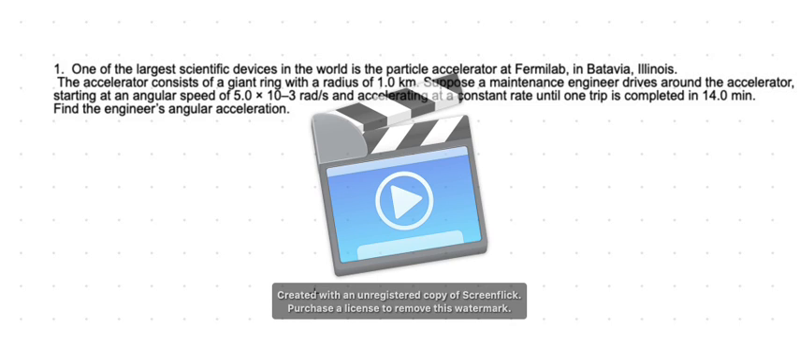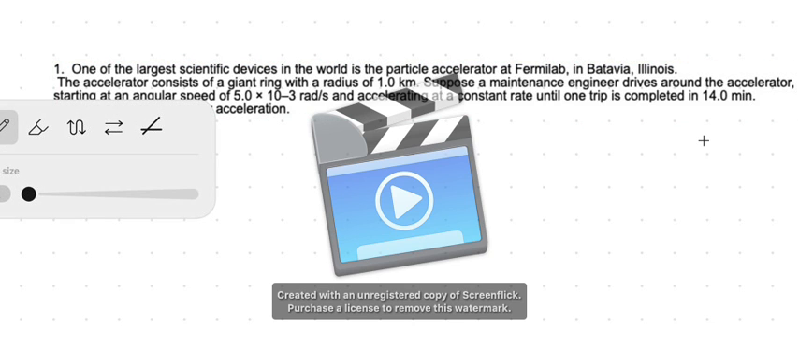Suppose a maintenance engineer drives around the accelerator starting at an angular speed of 5 times 10 to the power of negative 3 radians per second and accelerating at a constant rate until one trip is completed in 14 minutes. Okay, so let's start by drawing this out.